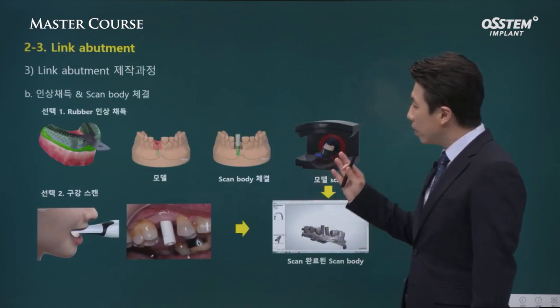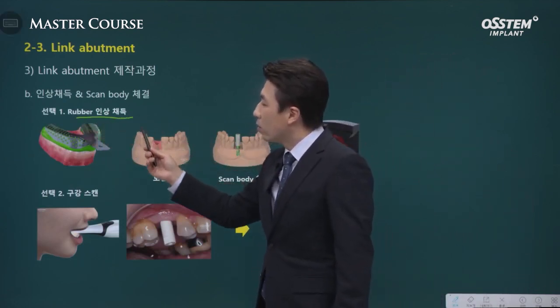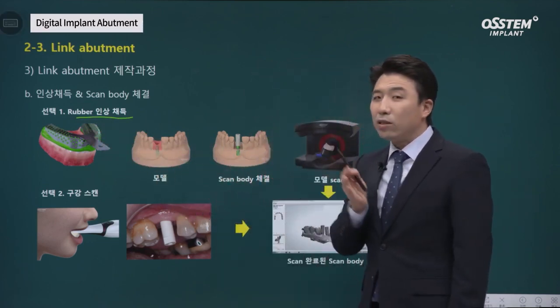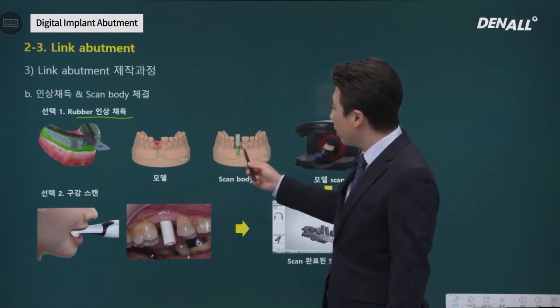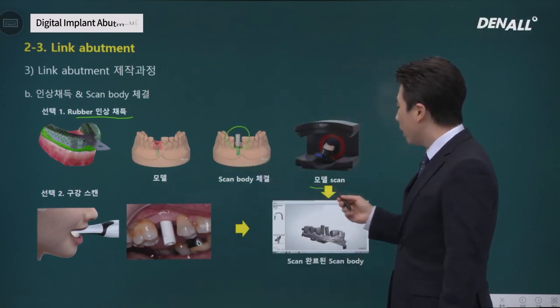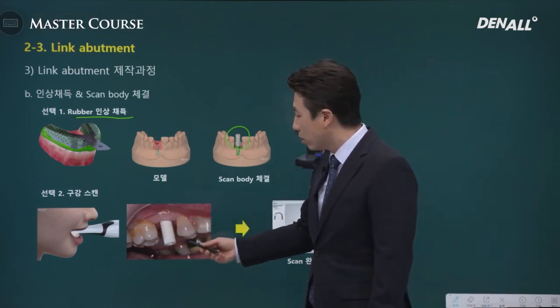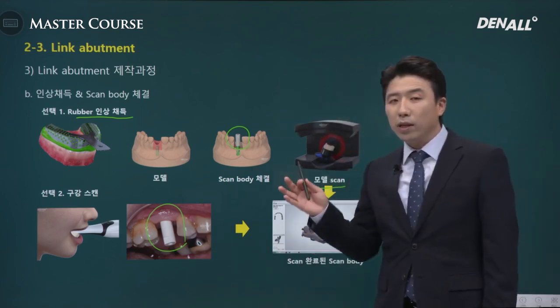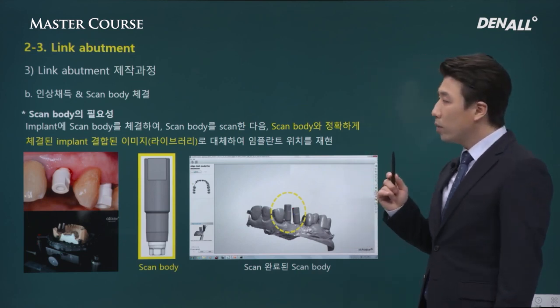If you look at the overall process of fabricating a link abutment, this is the conventional way. Rubber impression is taken, model is made. Indirect digitalization is this process: through the model, scan body is connected and model scanning is done. This method is direct digitalization. Scan body is connected intraorally and scanning is done, and after that, we need to pull the library for link abutment.